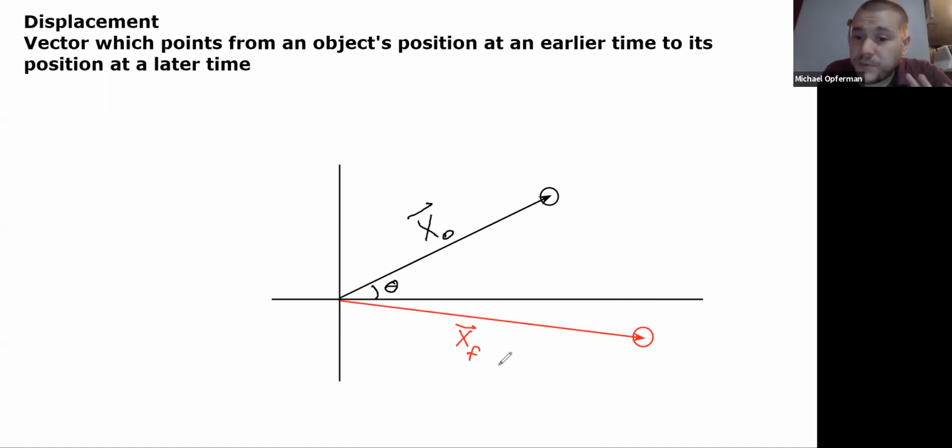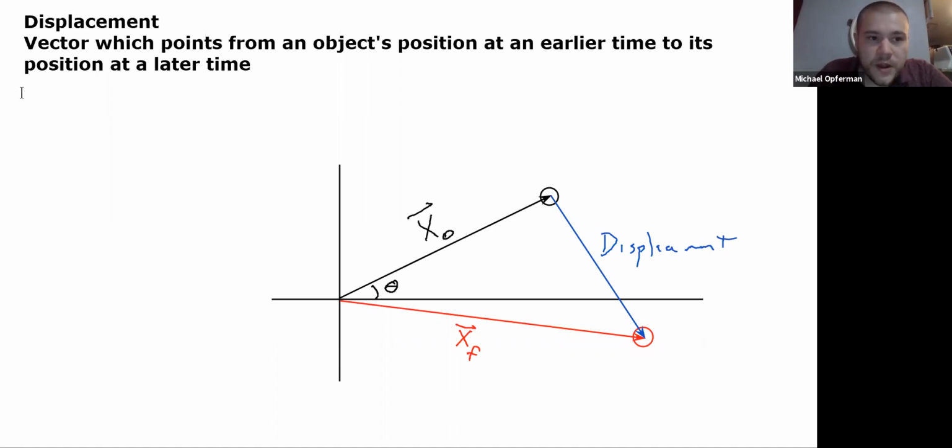But what about the displacement? The displacement vector points from the object's position at the earlier time to its position at the later time. So in other words, the displacement vector points from here to here. So this in blue, this is the displacement vector.